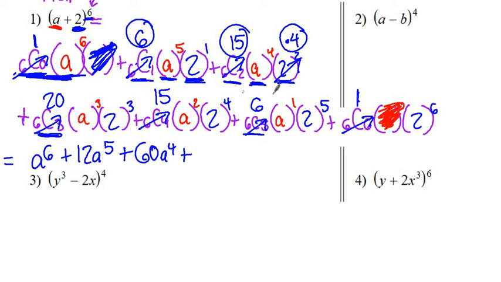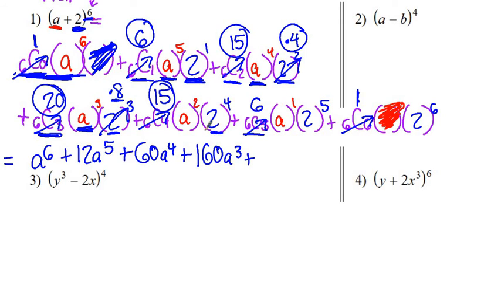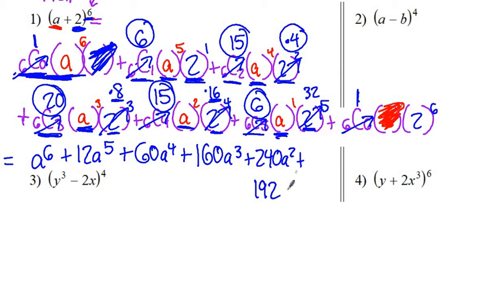Okay, then our next term is going to be 20 times 2 to the 3rd, which equals 8. So 20 times 8 is 160 times that a to the 3rd. Okay, the next term is going to be 15 times 2 to the fourth, which is equal to 16. So 15 times 16 is 240 times a squared. And then we're almost there. Then we have 6 times 2 to the fifth, which is equal to 32. So 6 times 32 is 192a.